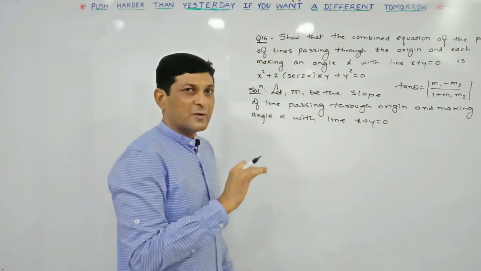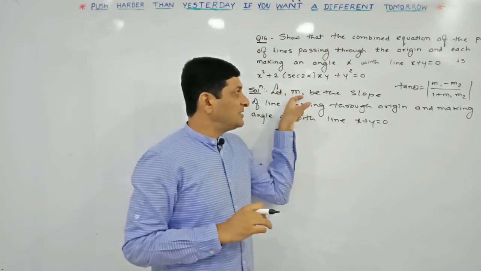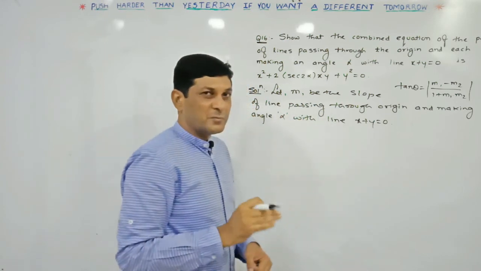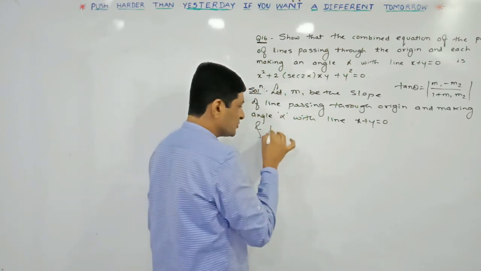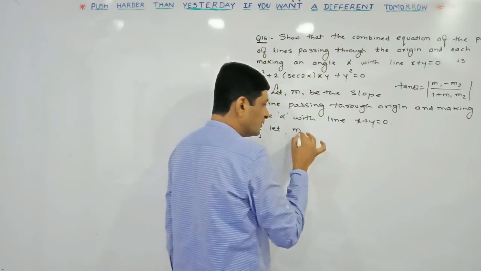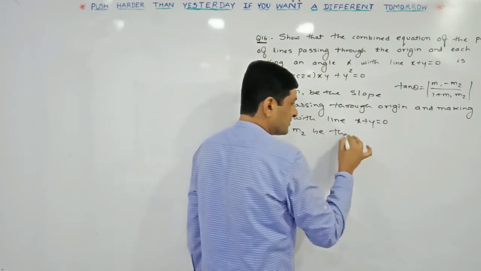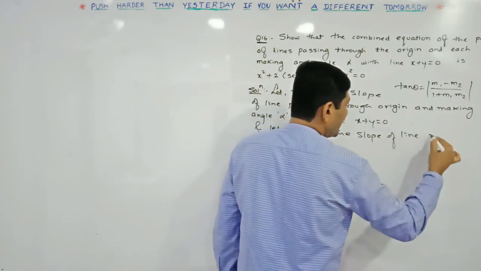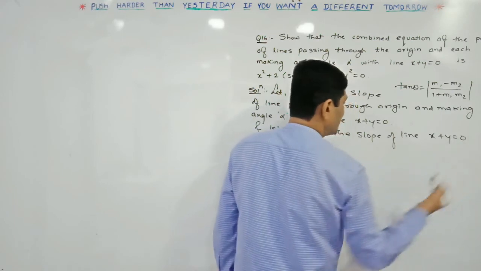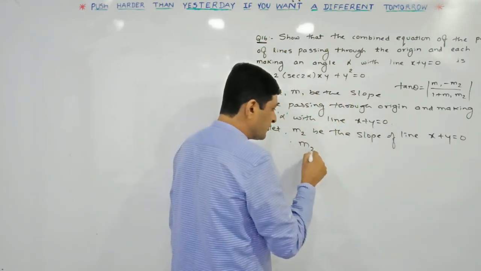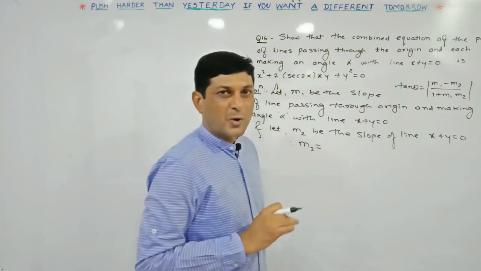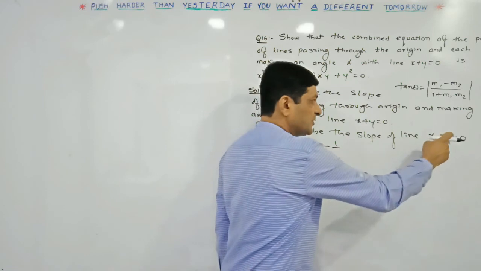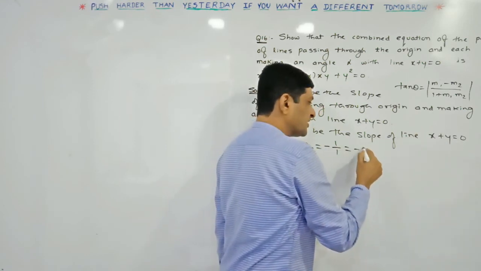Well, slope of our required line we have denoted by m1 and our required line makes angle alpha with this line. Let us denote the slope of this line by m2, so let m2 be the slope of the line x plus y is equal to 0. So therefore m2 will be equal to, what is the formula to find out slope of the line? That is minus a by b. a means coefficient of x, that is 1, and b means coefficient of y, that is 1. So which is equal to minus 1.